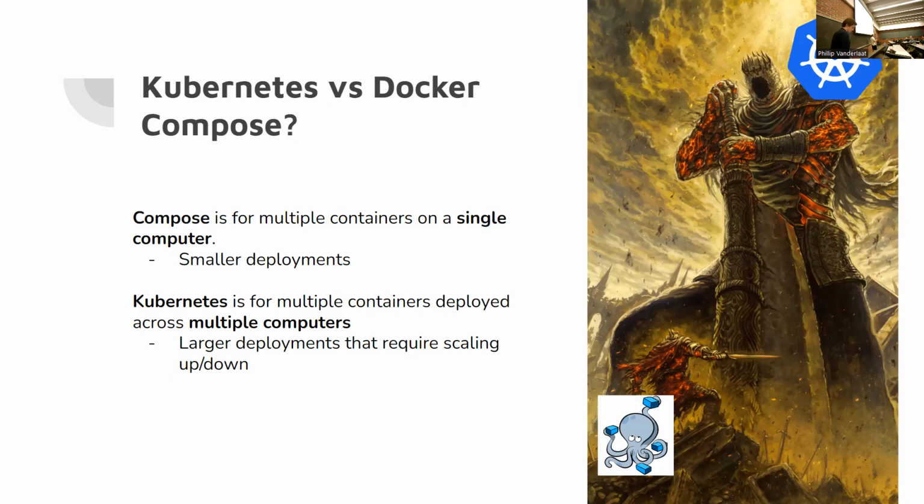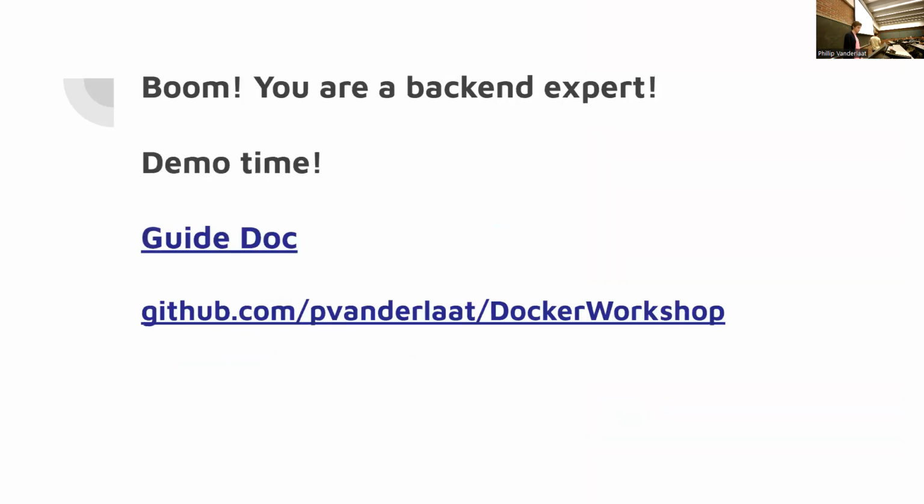because Compose is very useful if you have to deal with multiple containers for a single application. Compose is for multiple containers on a single computer for smaller deployments. Kubernetes is for multiple containers deployed across multiple computers, for larger deployments that require scaling up and down.